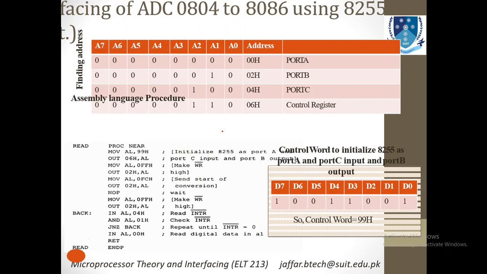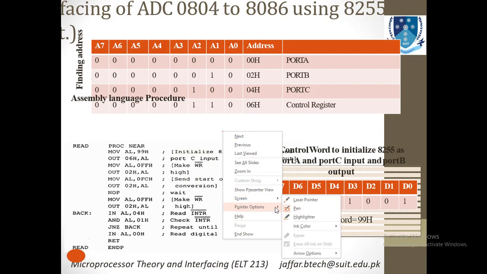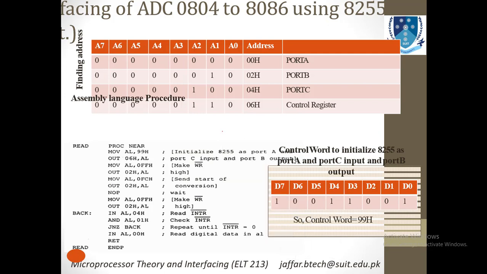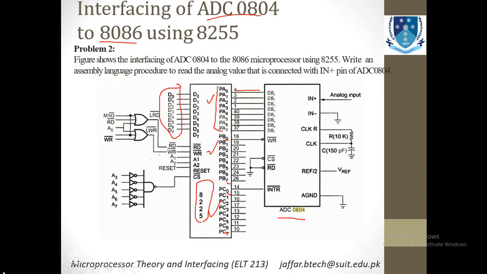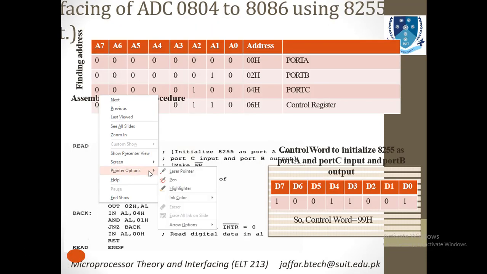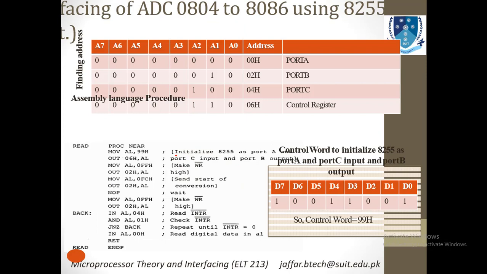In this example you can see that we have a code. Let's talk about a brief code over here. The first thing that we have done is declare port A and port C as input, and port B will be our output. After that we have made the write command high by giving it all ones, and after that we have started the conversion at this line.